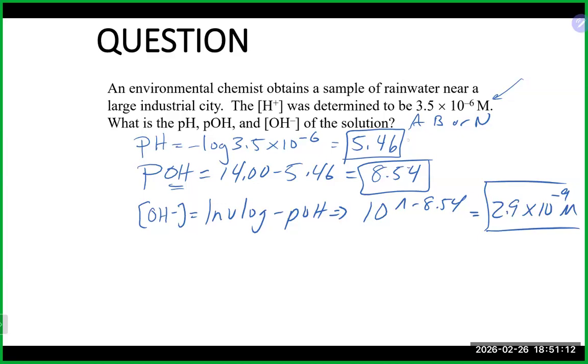And lastly, looking at our pH here, which is 5.46, that is less than 7. Looks like an acidic solution. Any questions on how to calculate pH, POH, H plus, OH minus concentrations? All right, we're wrapped up there for today.